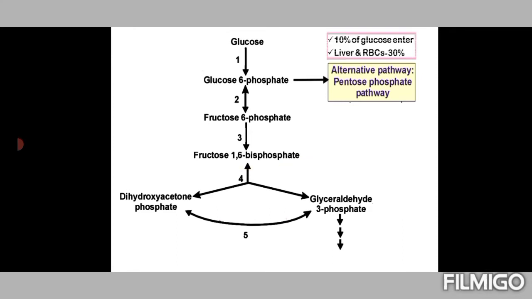Now, normally 10% of the glucose enters the pentose phosphate pathway, whereas in some tissues like liver or RBC, which use the products of the pentose phosphate pathway in a greater amount, they will consume nearly 30% of the total glucose available to channel to the pentose phosphate pathway.